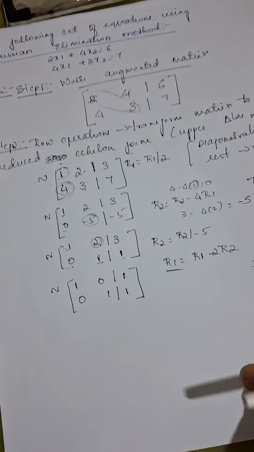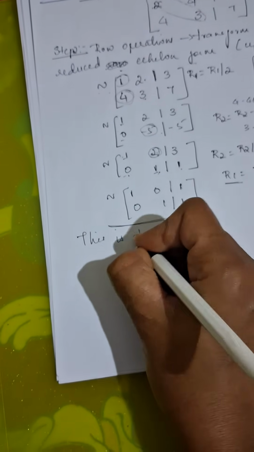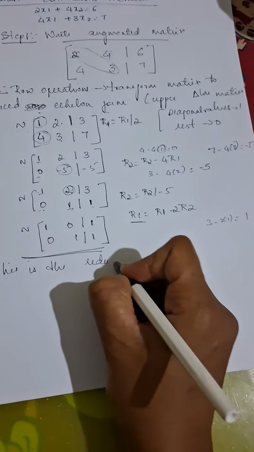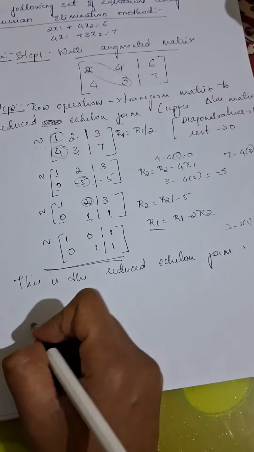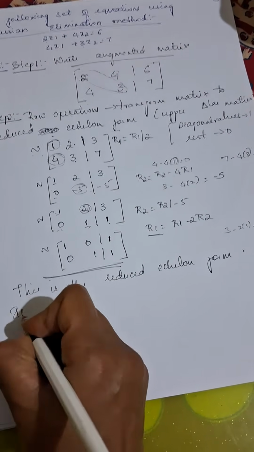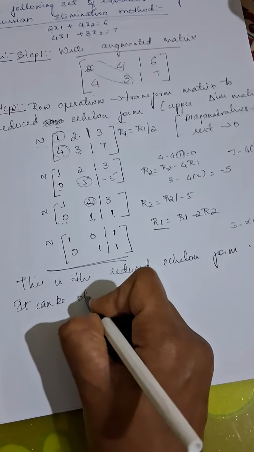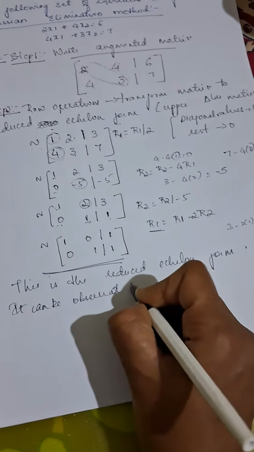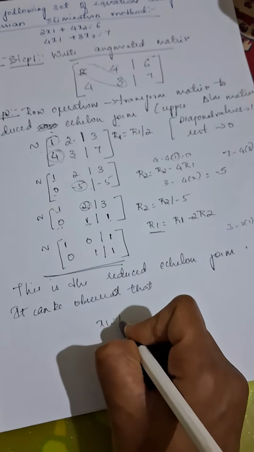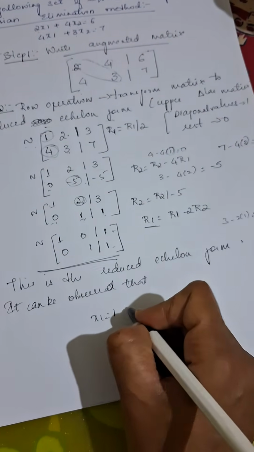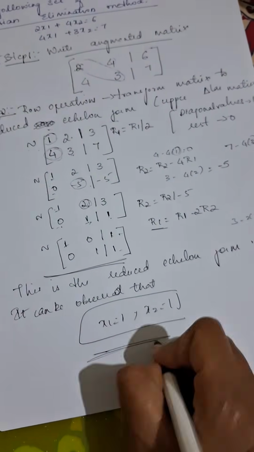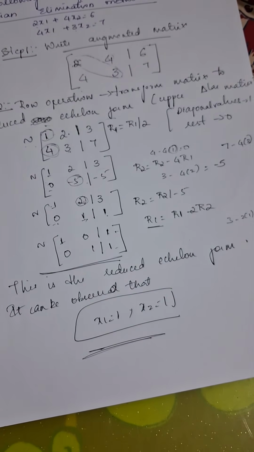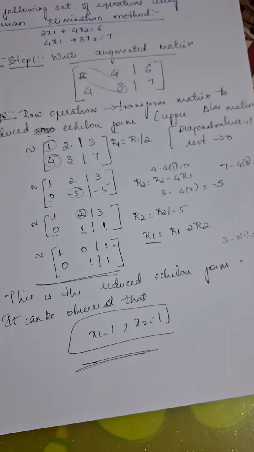So now you can see that we have achieved the reduced echelon form. And it can be observed that x1 is equal to 1 and x2 is equal to 1. This is the solution. Okay, so this is how you can solve a system of equations using the Gaussian elimination method. Thank you so much.